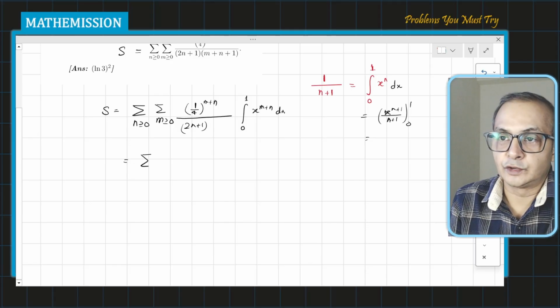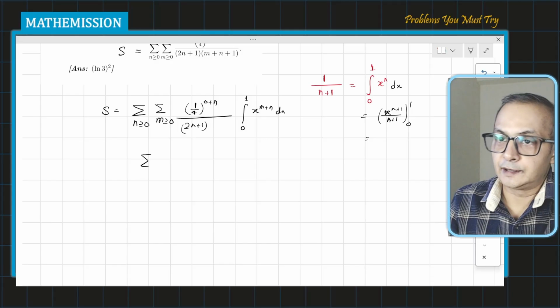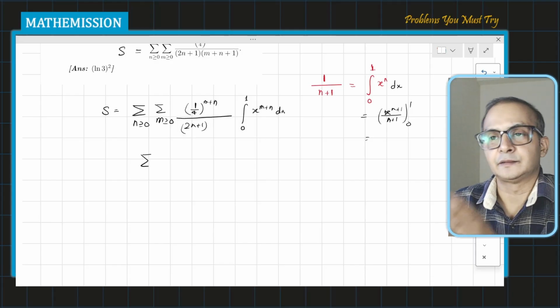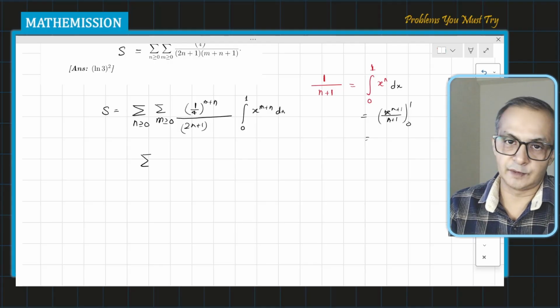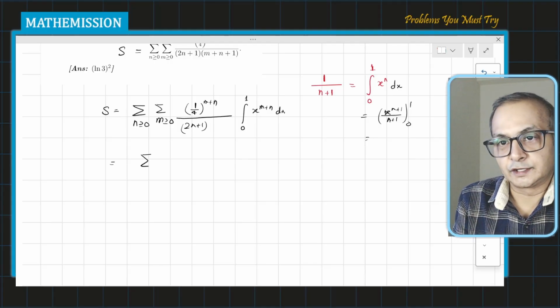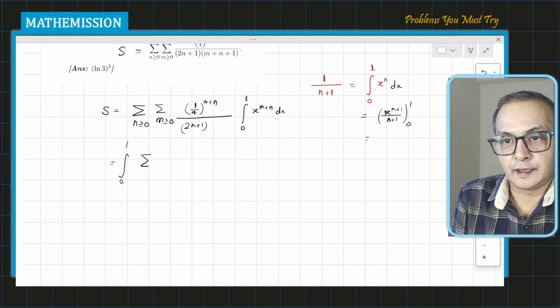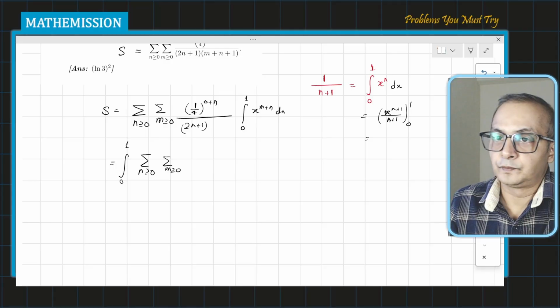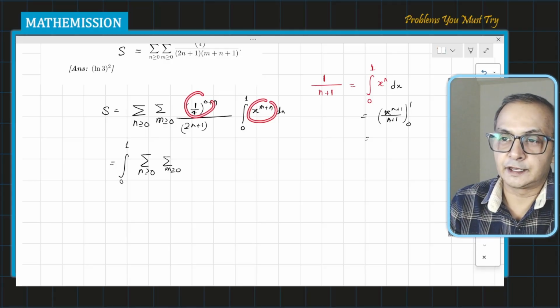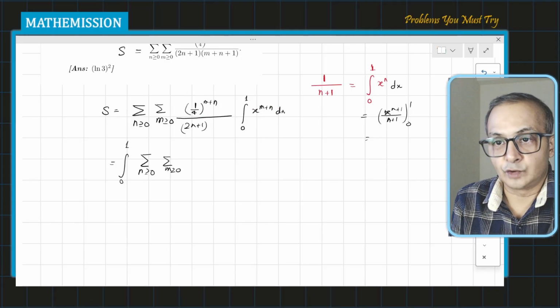So again, what I'm going to do is swap this integration sign with the summation sign. It means we are taking the integration sign out and the summation sign in. So this is the integral from 0 to 1, and here n goes from 0, then m goes from 0 to infinity, and these two terms, I'm taking together. So when I take them together, I can write it as what?